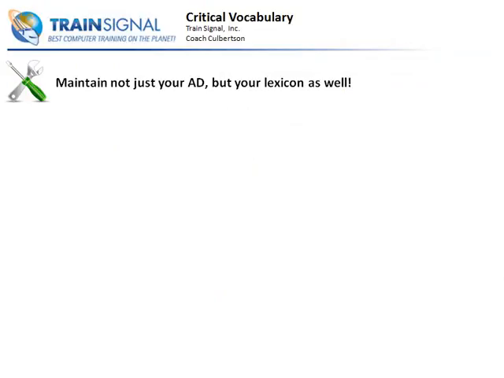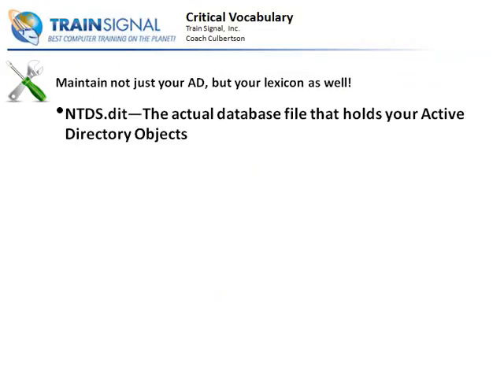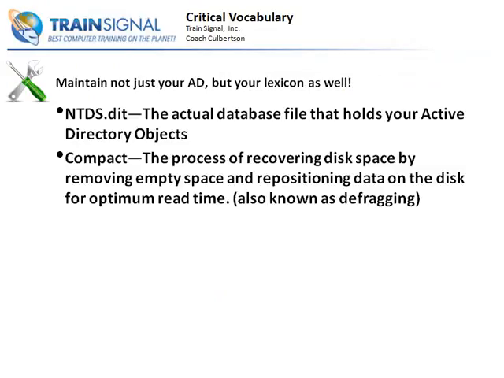All right, so here we go again with a few more vocabulary words. Nothing that extravagant this time, just a few. First of all, remember that ntds.dit is the actual database file that holds your Active Directory objects. So I wanted to give you a quick reminder of that. The compact command for NTDSUTIL is the command that starts the process to recover disk space by removing empty space and repositioning data on the disk for optimum read time. It's also known as defragging, and don't forget that the compact command does produce a new copy of the ntds.dit database.